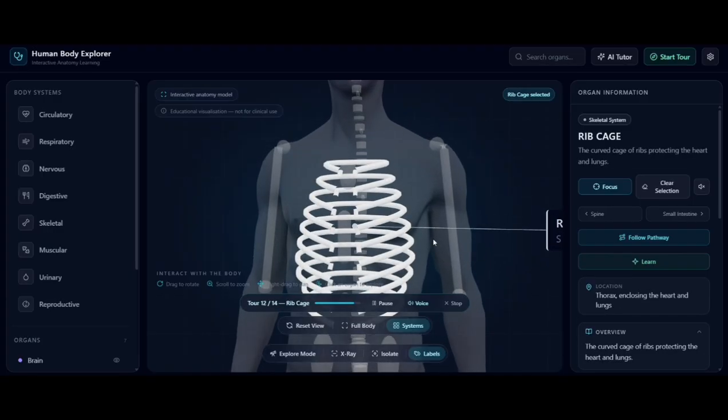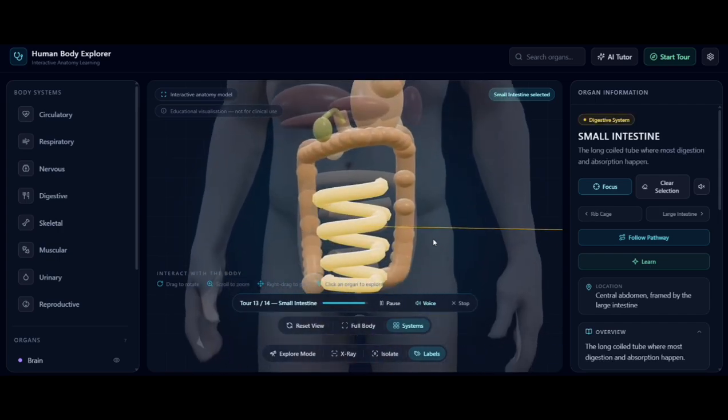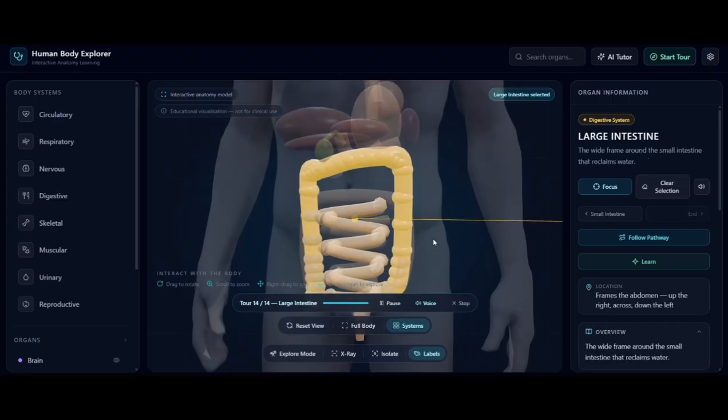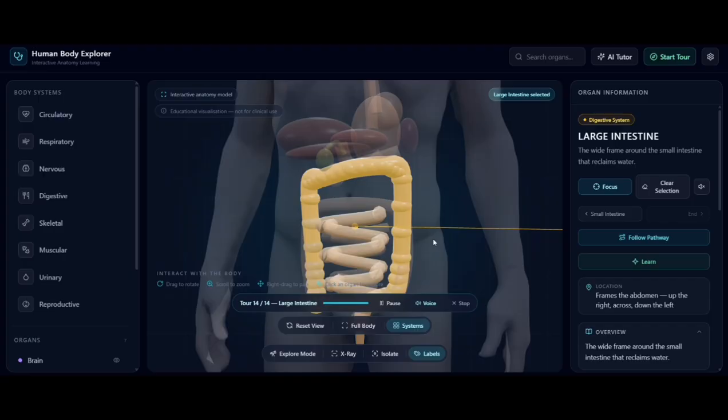This is the rib cage. Shields the chest organs while flexing with every breath, lifting and widening to draw air in. This is the small intestine. Completes the chemical breakdown of food and absorbs almost all of the nutrients into the blood and lymph. This is the large intestine. Absorbs remaining water and electrolytes, houses the gut microbiome, and forms and stores waste for elimination.